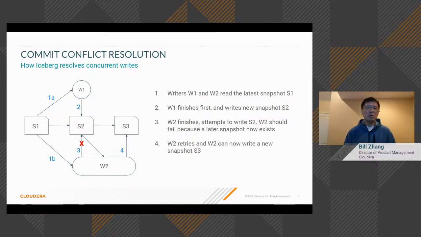Now, writer 1 finishes first and writes a new snapshot S2. And writer 2 finishes and tries to write to S2. And guess what? Writer 2 should actually fail because a later snapshot now exists. Writer 2 retries by using S2 as the new baseline and resolving the conflict where possible. And writer 2 can now write a new snapshot S3.